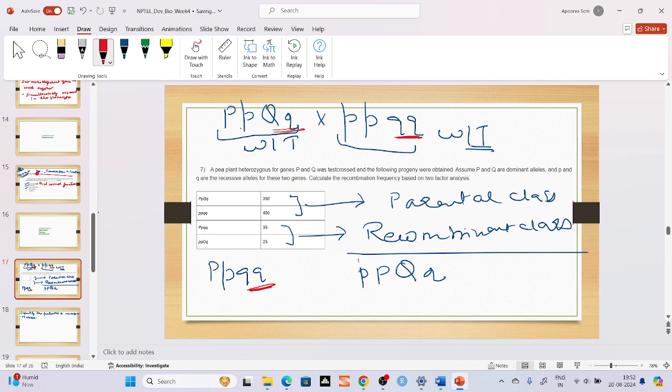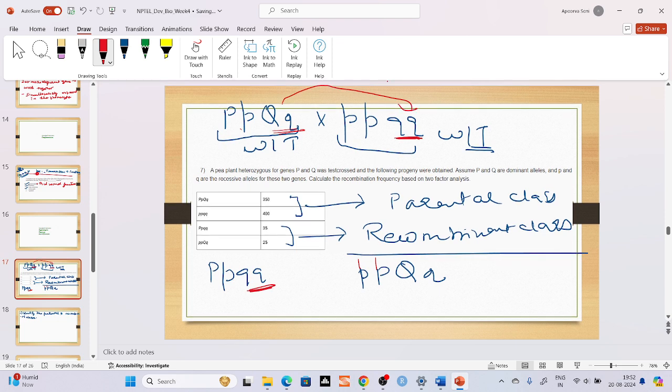Here also see, this is small p. Here also you see small p, it is same, but here should be small q small q. So that means there is an exchange of this and this. That means recombination has happened in the Q gene. Is it clear? From this, we can say that recombination has happened in the Q gene.